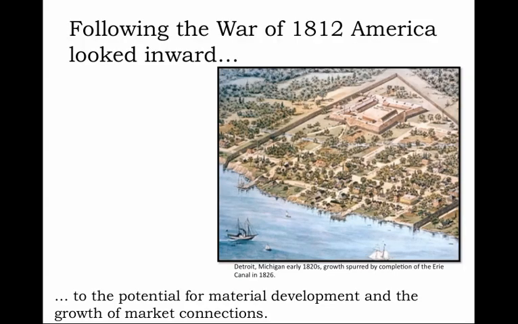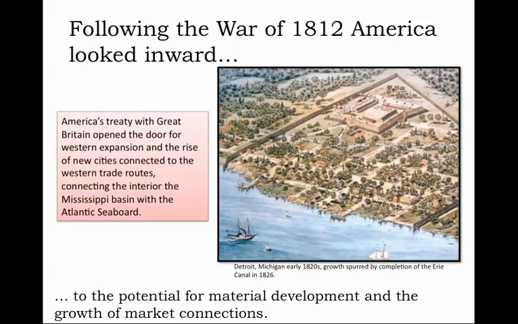Following the War of 1812, America looked inward to the potential for material development and the growth of market conditions. America's treaty with Great Britain opened the door for her western expansion and the rise of new cities connected to the western trade routes, connecting the interior of the Mississippi Basin with the Atlantic seaboard.